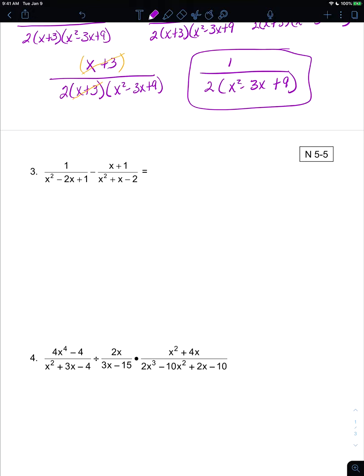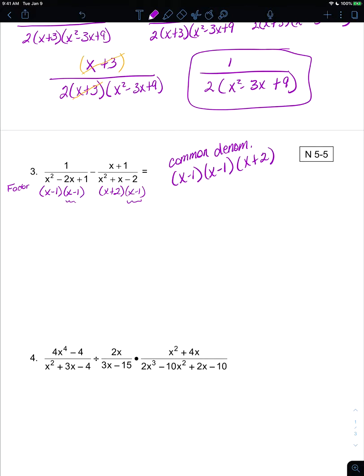We have got another subtraction. So let's factor that denominator. So x squared minus 2x plus 1 factors into x minus 1 times x minus 1. This x squared plus x minus 2 factors into x plus 2 times x minus 1. Well, they have this one x minus 1 in common, but they don't have the second one, so we are going to have to list that twice. Okay, so our common denominator is going to be x minus 1 times x minus 1 times x plus 2. All of that is the common denominator.